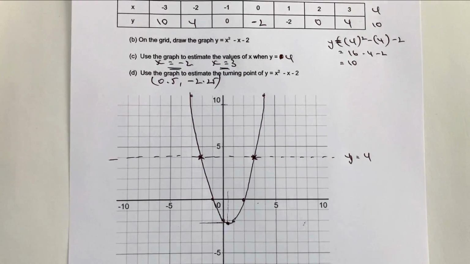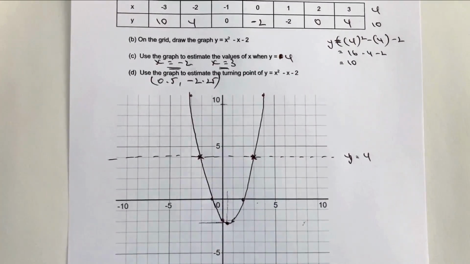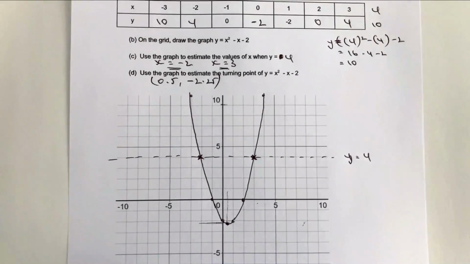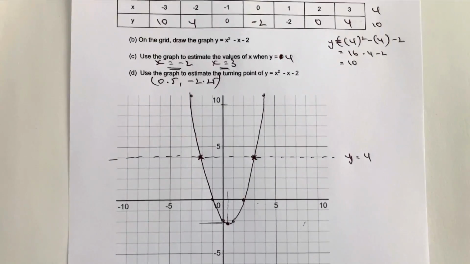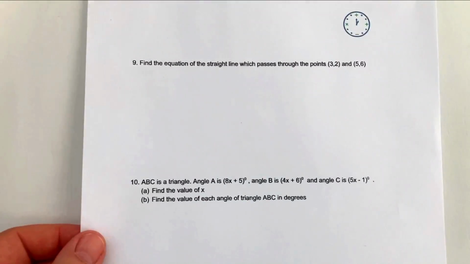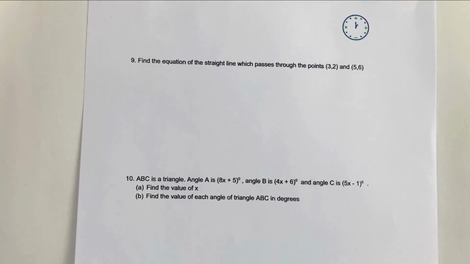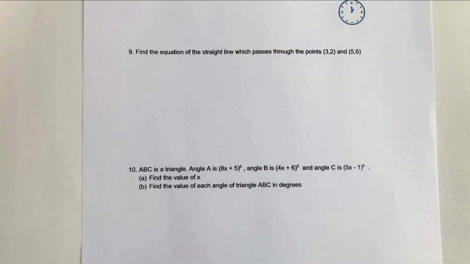All right, let's move on then to question number 9. Question number 9 says, find the equation of the straight line which passes through the points 3, 2 and 5, 6.